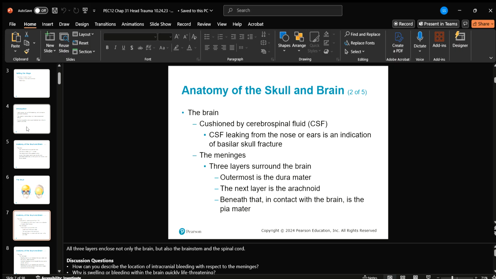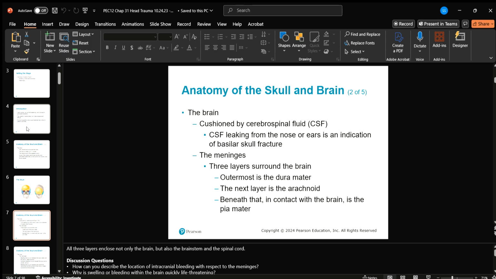The test is called the halo test. When you take a 2x2 or 4x4 and you get a little bit of that blood, say it's leaking from the ears, you set it to the side, the CSF will separate from the blood and ring the blood. It's like lubricant, like you put on your weapons, like CLP. It has that consistency, but it's yellow in nature. So with the halo test, we'll see it separate from the blood, and it makes a little yellow ring that looks like a halo.